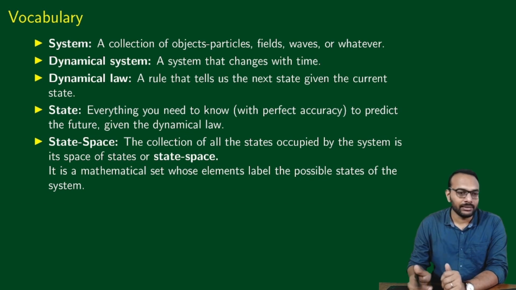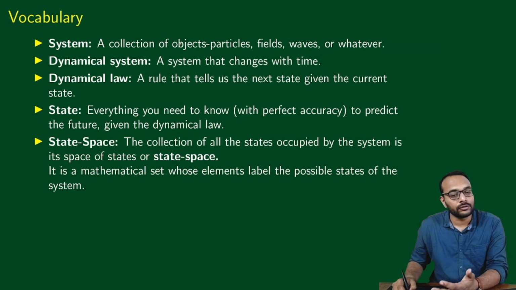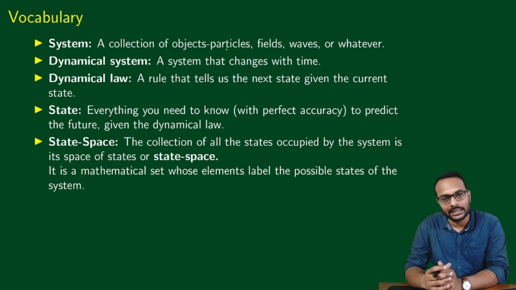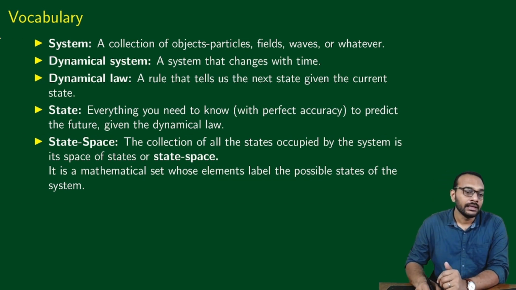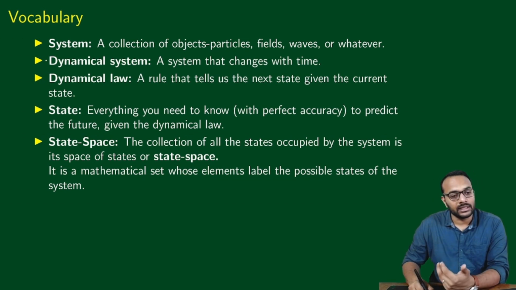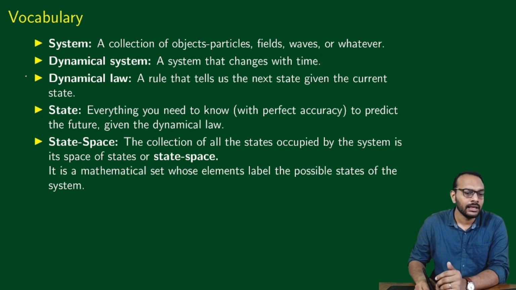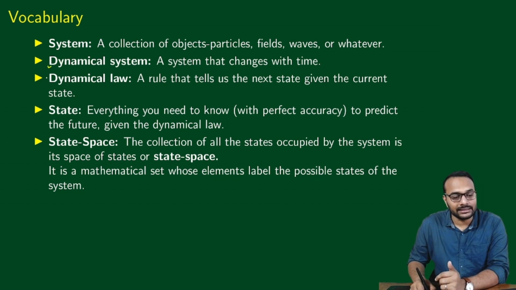We start with the vocabulary. We'll be using the word system. By system, we simply mean a collection of objects, particles, fields, waves, or whatever. Whatever thing that you are studying is called a system. And then there's this term that we'll be using, dynamical system. A dynamical system means a system that changes with time. That's all. And when there are dynamical systems, we try to find out the dynamical law.